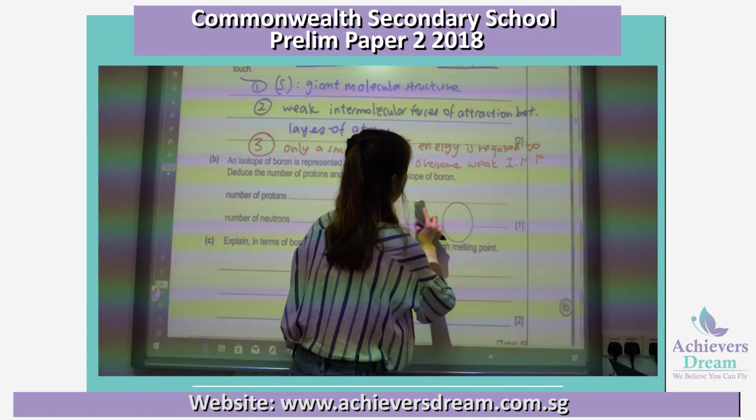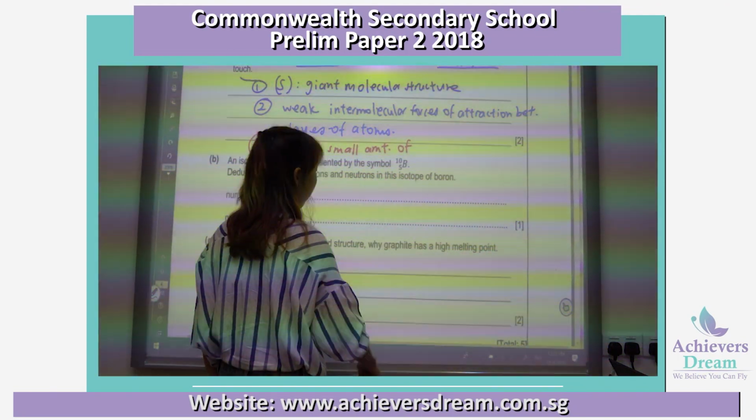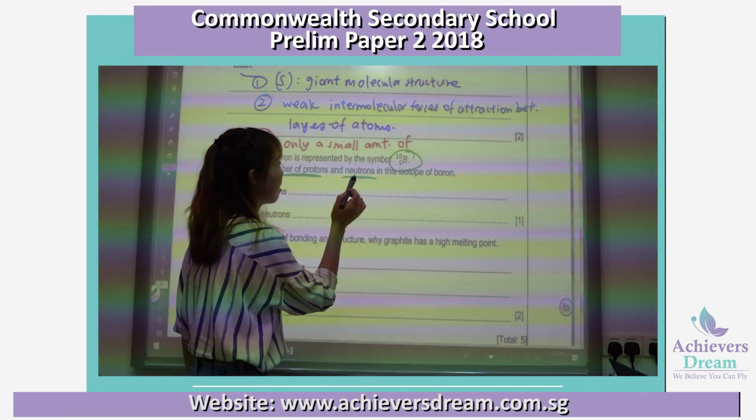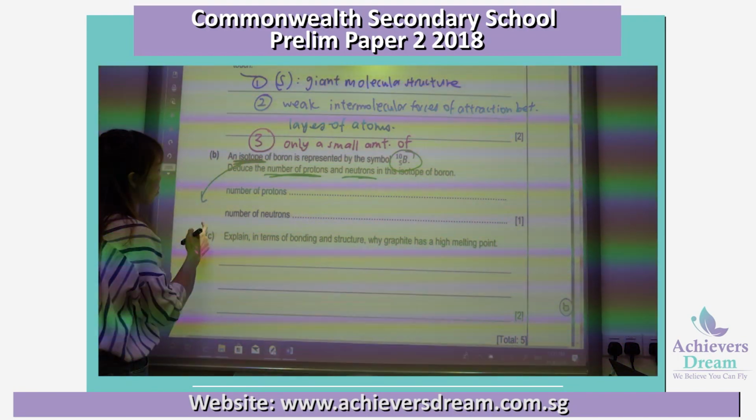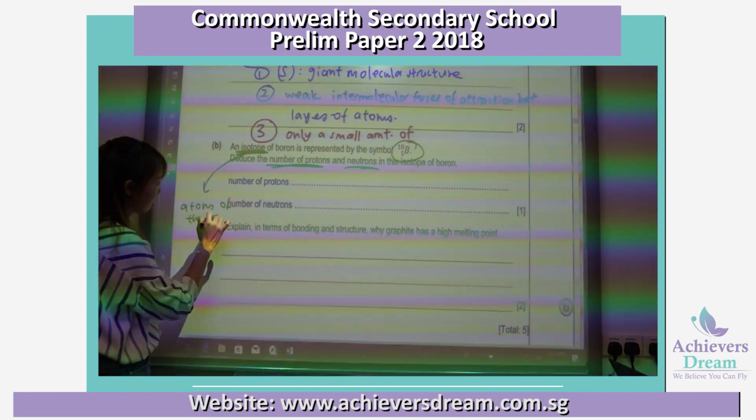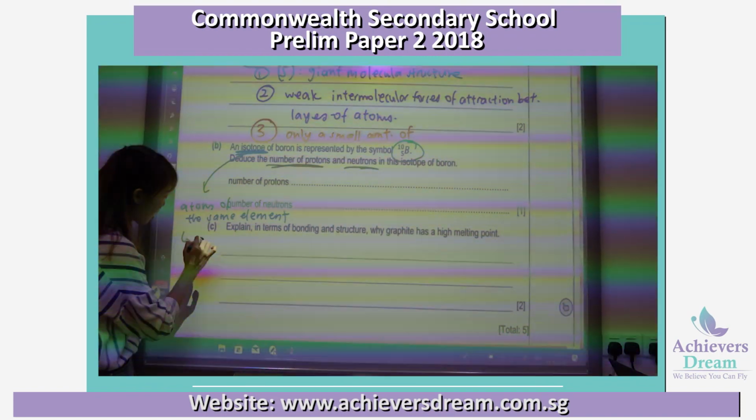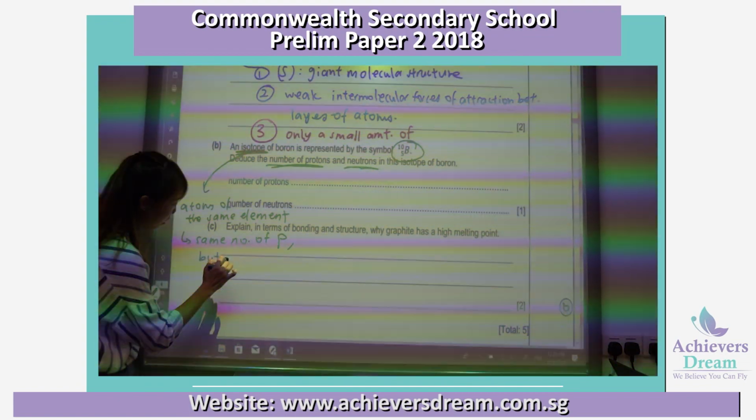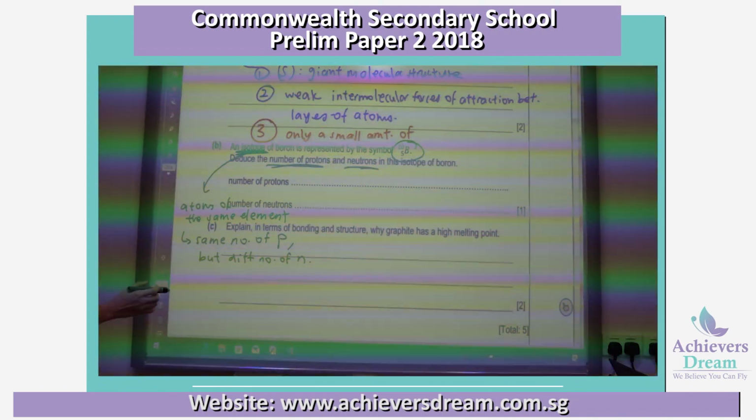So for part B, an isotope of boron is represented by the symbol of this. Deduce the number of protons and the number of neutrons in this isotope of boron. First up, what's the definition of an isotope? Isotopes are atoms of the same element, which have the same number of protons but a different number of neutrons. This is the definition of an isotope.